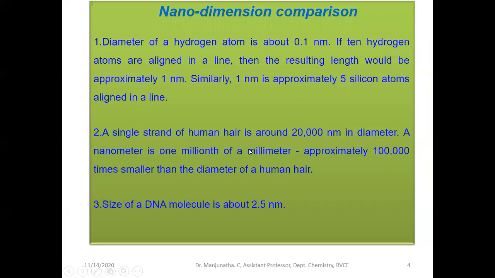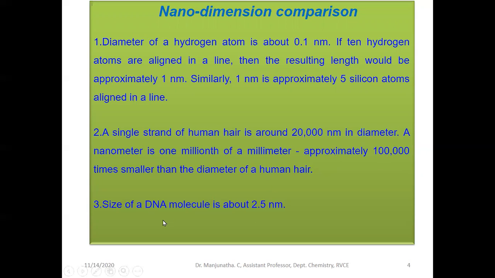Another example is human hair. A single strand of human hair is about 20,000 nanometer in diameter. You can imagine how much smaller a nanometer is than the diameter of human hair. It is almost 1 lakh times smaller. Means if you cleave that human hair about 1 lakh times horizontally, you will end up with a nano human hair.